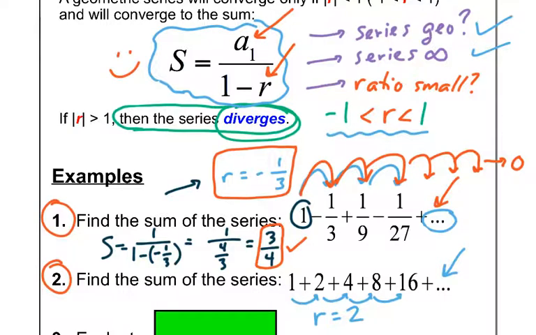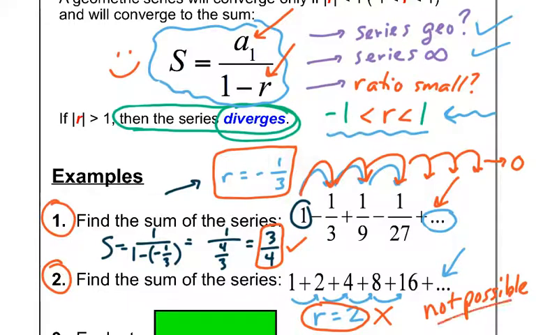Now, is my ratio small enough? Is my ratio between -1 and 1? Look and see what we found. It's equal to 2. No, it's too big. So can we find the sum? Not possible. No way. And again, just a little bit of common sense.